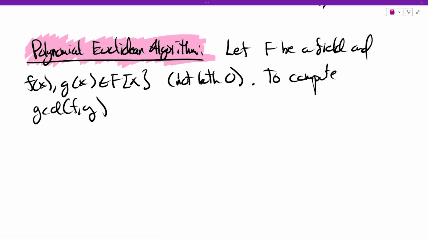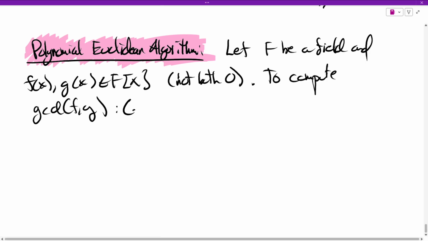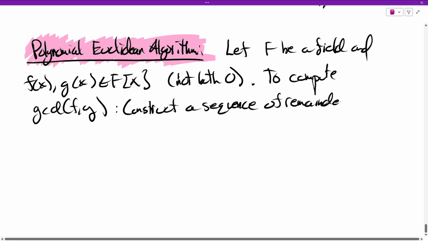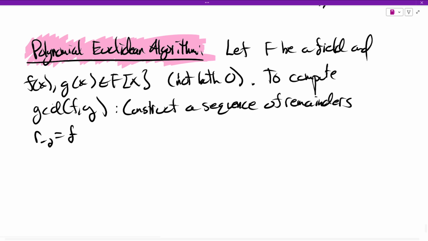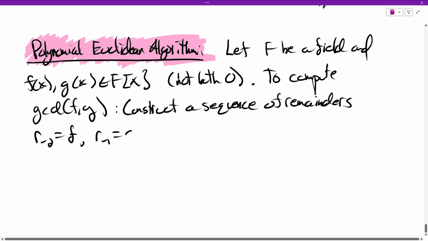So F is a field, and f and g are in F[x], not both 0. Not both 0 because if they're both 0, then the GCD doesn't exist. But as long as they're not both 0, we're okay. To compute the greatest common divisor of them, we're going to construct a sequence of remainders, as we did with the integers, where we're going to set r_{-2} to be f without loss of generality. f is the one of the bigger degree when you set this up. r_{-1} to be g, and we're going to initialize i to 0.